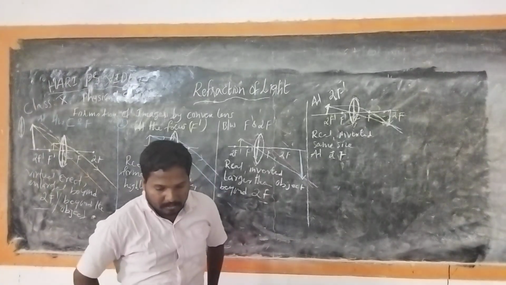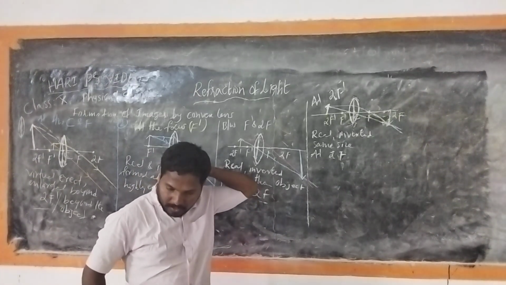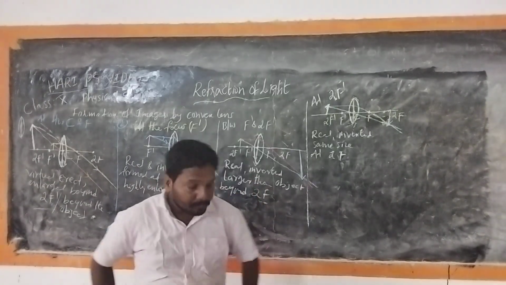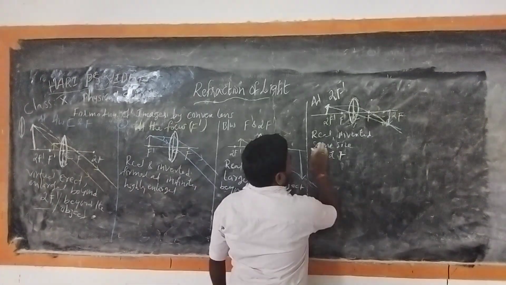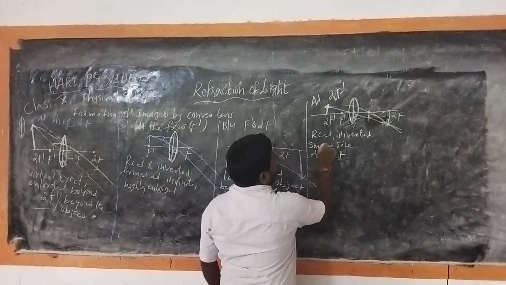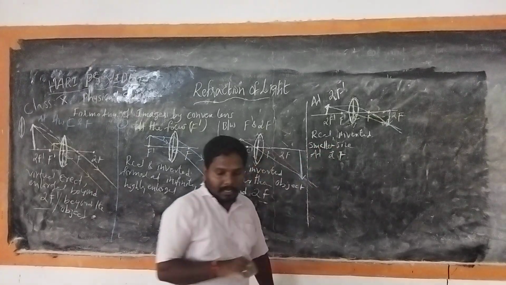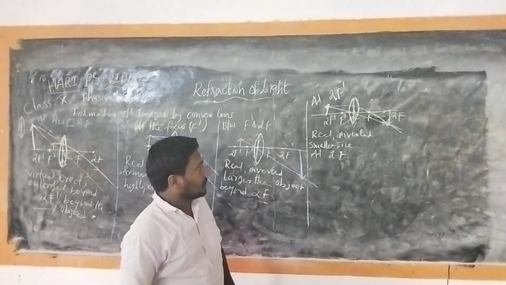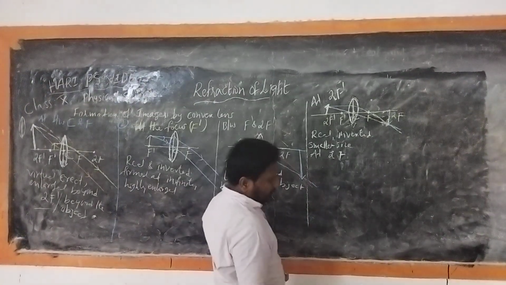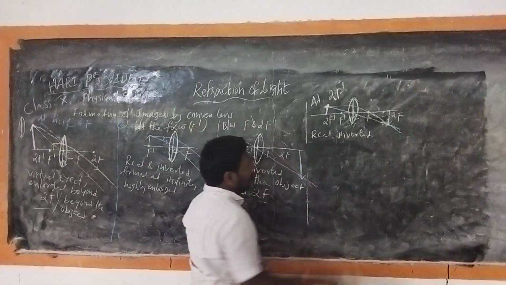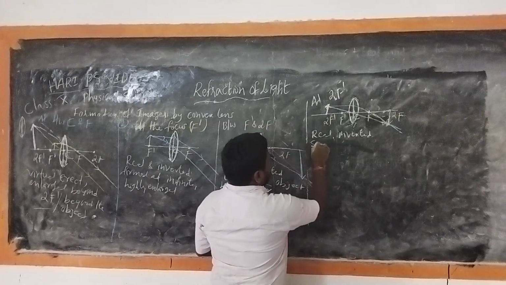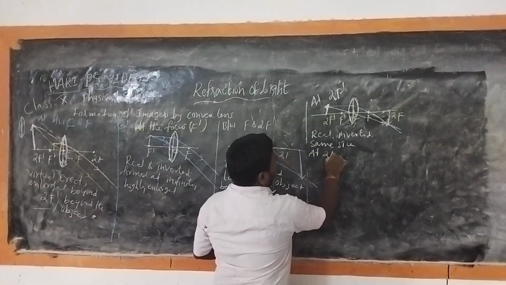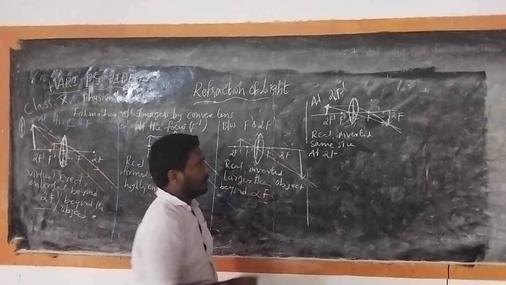So between f and 2f, on one side of the lens, real and inverted, smaller than the object. Sorry, same size. Real, inverted, same size, formed at 2f.